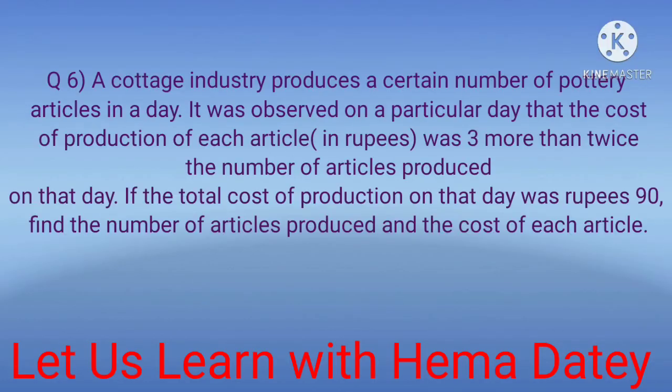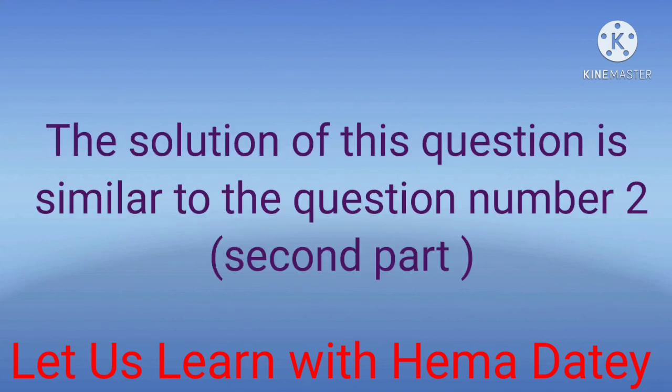Now question number 6. A cottage industry produces a certain number of pottery articles in a day. It was observed on a particular day that the cost of production of each article in rupees was 3 more than twice the number of articles produced on that day. If the total cost of production on that day was rupees 90, find the number of articles produced and the cost of each article. The solution of this question is similar to the question number 2, second part, exercise 4.2.